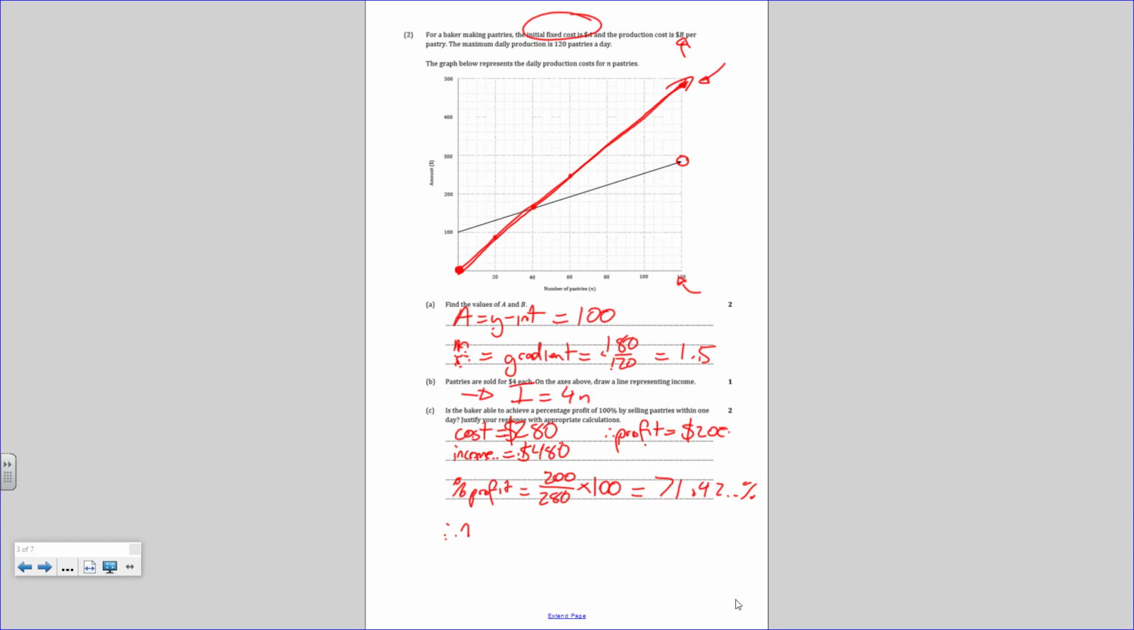Alright, so from that we can say, therefore, basically we're not making 100% profit. So no, the baker cannot make 100% profit in 1 day. So the board's just stuffing up again, but you can imagine what I'm saying. So to make 100% profit, you need to basically say, because it costs $280, they'll need to get $280 profit to make that 100%. But because the profit was less than that, they didn't make enough. So that's for that question.